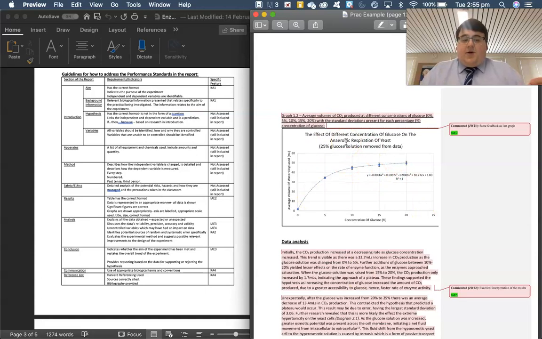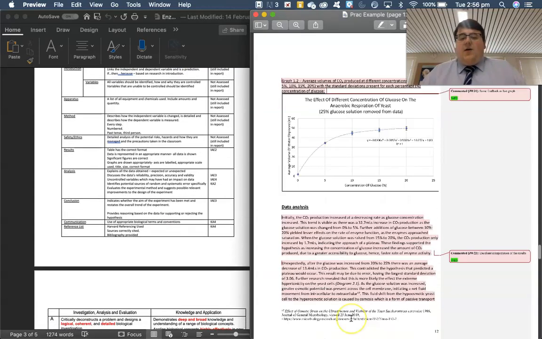Okay. So again, just summarizing results. Table has the correct format. Data is represented in an appropriate manner. All data is shown. Significant figures are correct. Graphs are drawn appropriately. Axes are labeled. Appropriate scale used. Title, size, and correct format. Okay. So everything there in results. It's easy to get an A+ for results as long as you're following those steps.